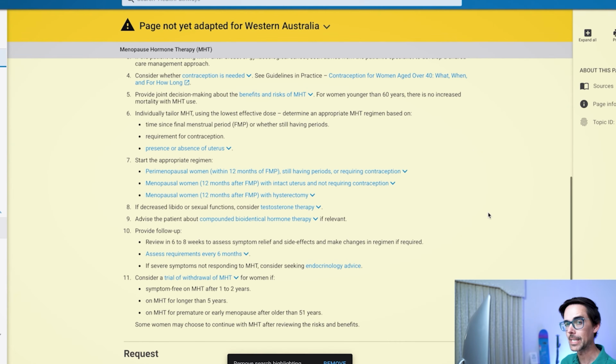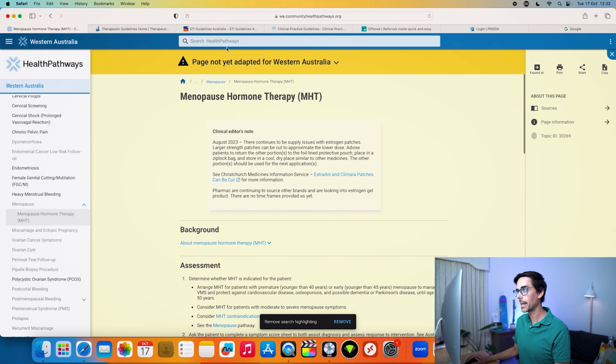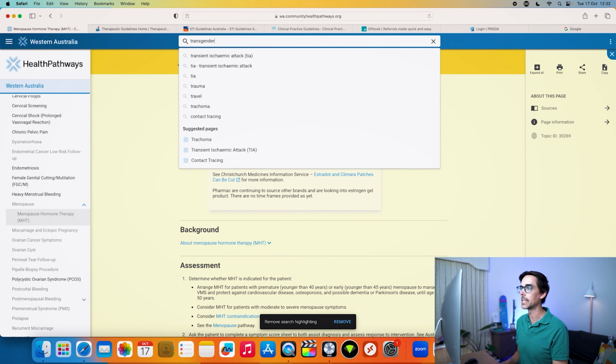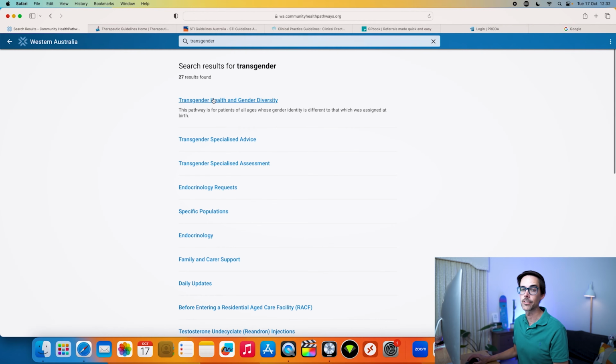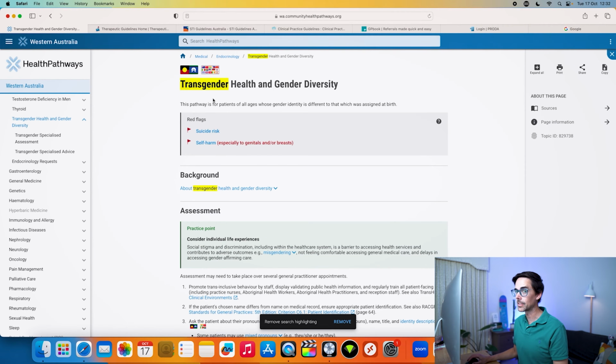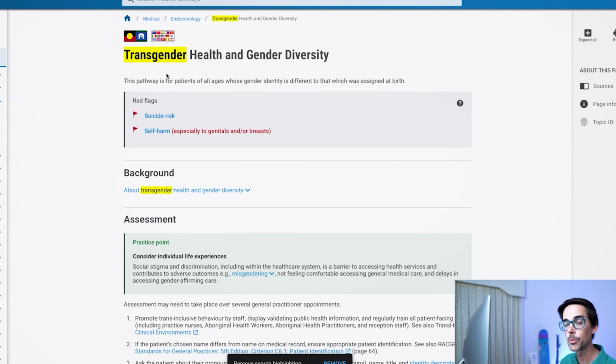Another one that I often look up here is HRT, menopause hormone therapy. Sometimes it can be a little bit tricky to remember which ones you're using depending on when the last menstrual period was. And again, it's all written out here in the Health Pathways guidelines. And now another really interesting thing about Health Pathways is that they have recently updated their transgender health and gender diversity guidelines. And I'm not sure this is covered in many other places. So if you are someone who's interested in transgender health, this is definitely the place to go.